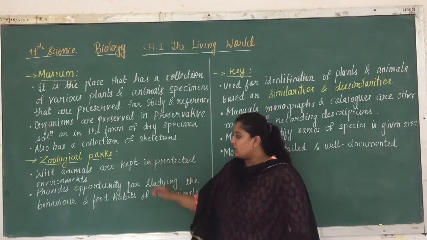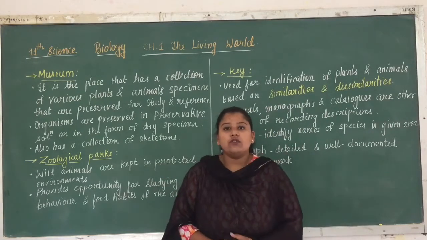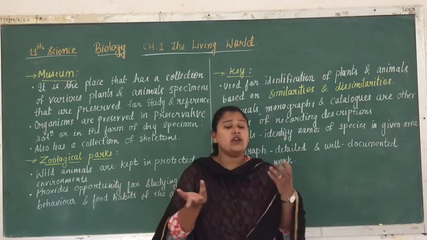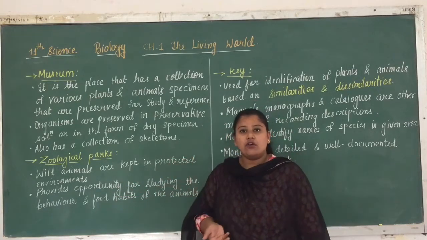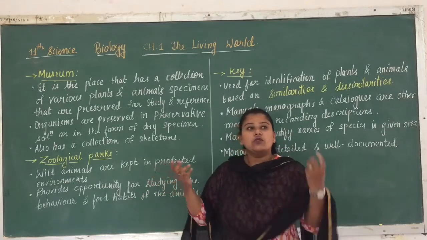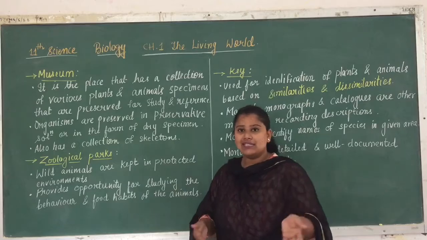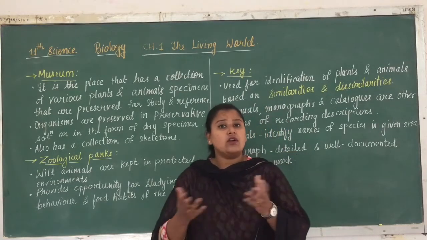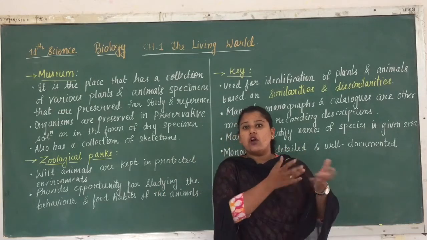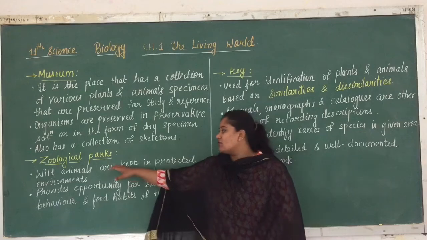The next is zoological parks, where the wild animals are kept in protected environments. Now zoological parks are also called zoo, right? The children are very fond of going to the zoo to see and watch the animals, right? Now why are we visiting that particular place? First of all, the wild animals which we do not see in the normal residential areas, those animals are kept in the zoological parks.